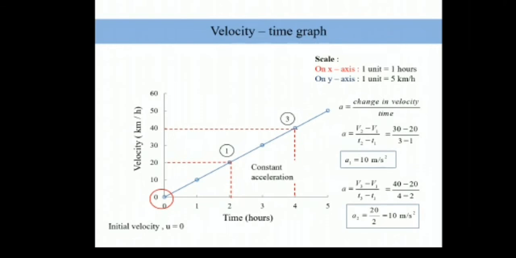What does this show? It shows that if the velocity-time graph is a straight inclined line which is passing through the origin, the acceleration of the vehicle is always constant. Wherever the line is straight, the acceleration is constant, as you can see here. If the acceleration is zero, that means the velocity is not changing. You are not increasing the speed of your vehicle.